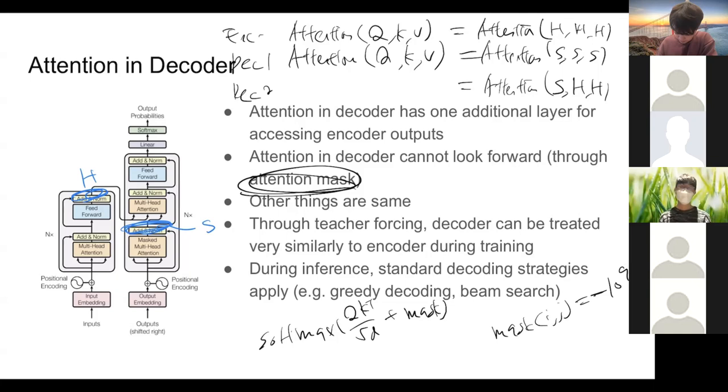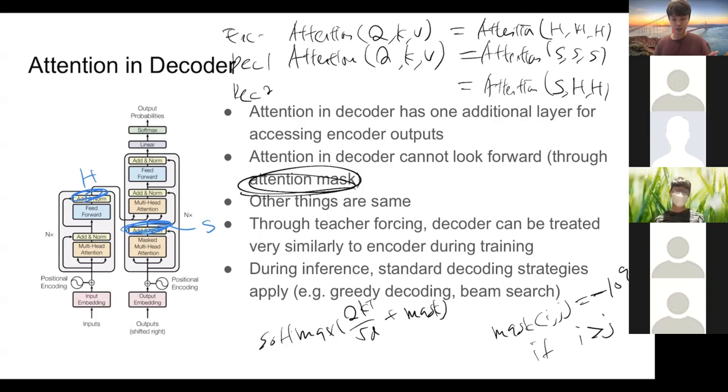If what? If, because we don't want to look ahead, I is bigger than J. Or it could be the other way, depending on which one is first. In this case, actually, the I is the query and then the J is the key.